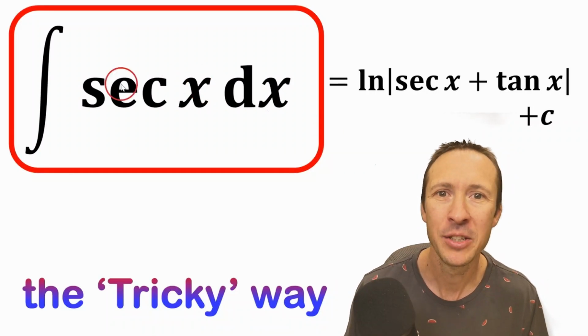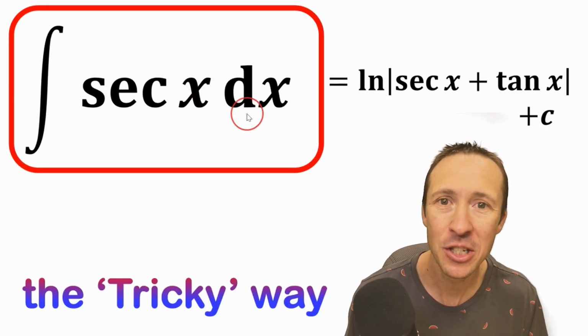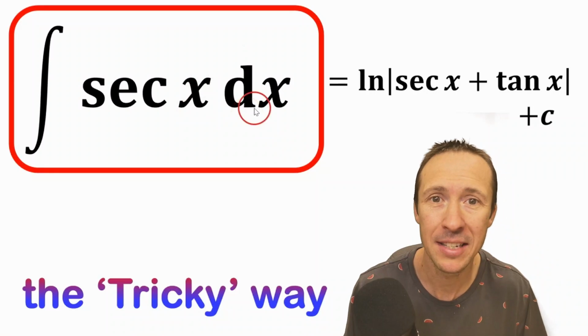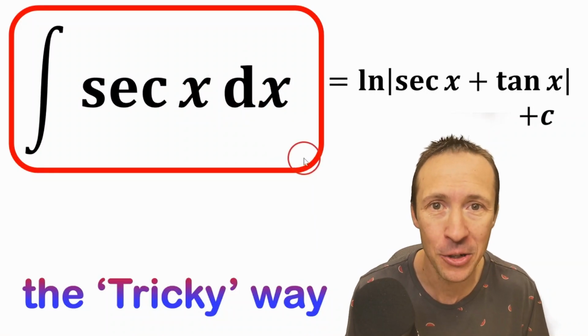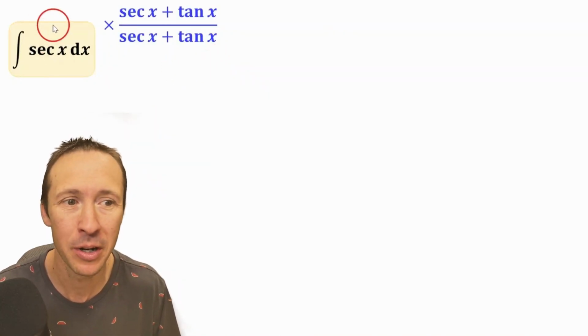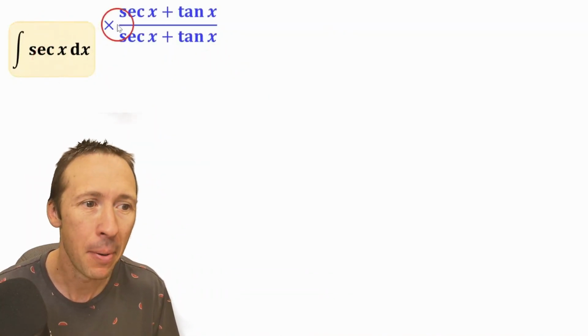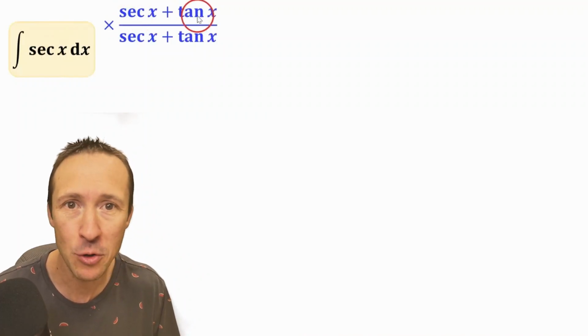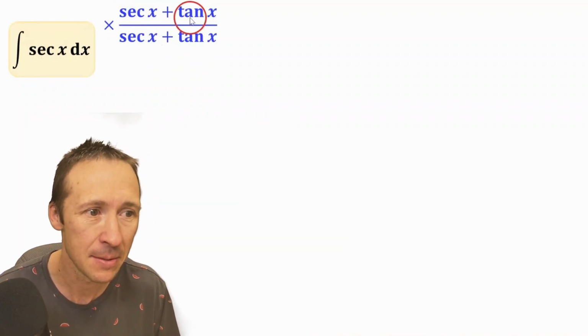Ladies and gentlemen, we're going to integrate secant x dx using a simple trick that makes this integral really fast to do. And it's a trick that you can do with other integrals as well. So what we're going to do is multiply the integrand by a fraction with the same numerator and denominator, secant x plus tan x.